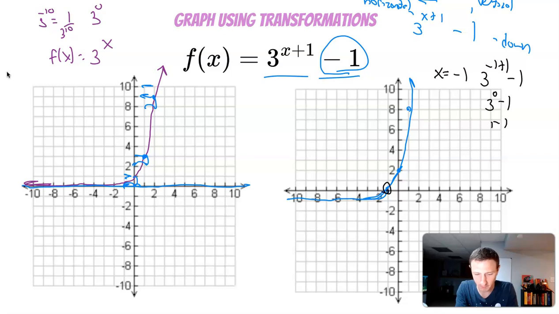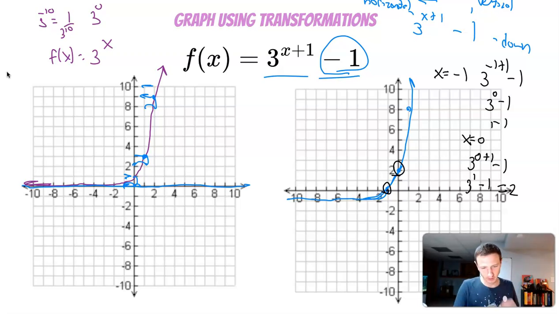Yes, we do. And then let's just try out 0 for the fun of it. So 3 to the 0 plus 1, minus 1. 0 plus 1 is 1, so 3 to the 1 minus 1. So that's going to be 3 minus 1, which is 2. So at x equal to 0, right here, we get 2. Yes, we do. All right, cool.